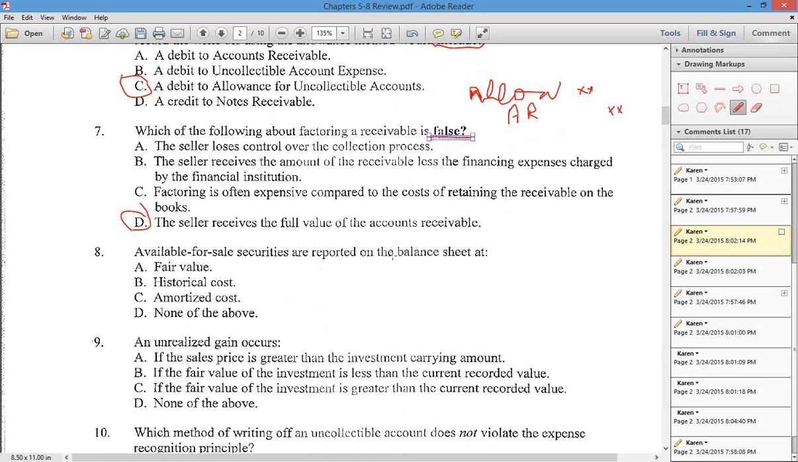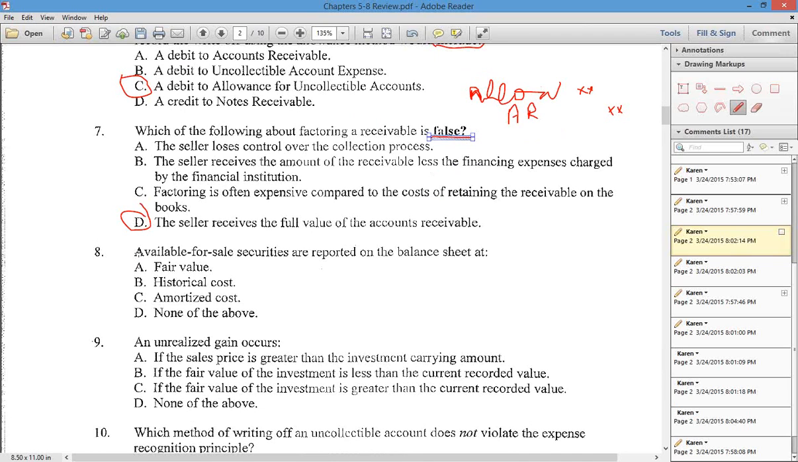Available for sale securities are reported on the balance sheet at. I'm going to go through some of these definition ones so we have time to get through all of these. I'm glad you enjoy how I explain things. I think it's really helpful that you hear some things in terms other than what the book says sometimes.